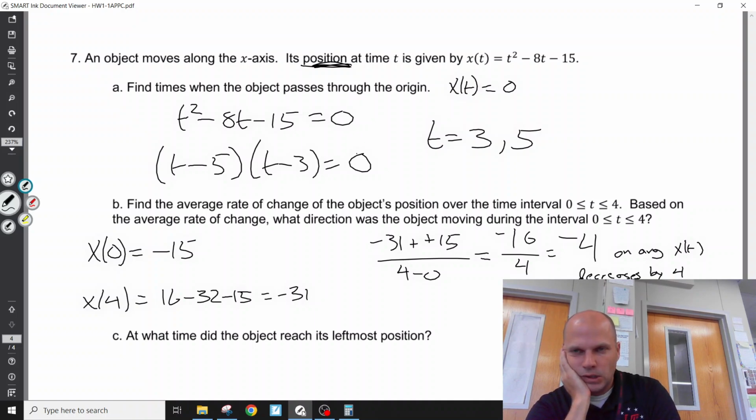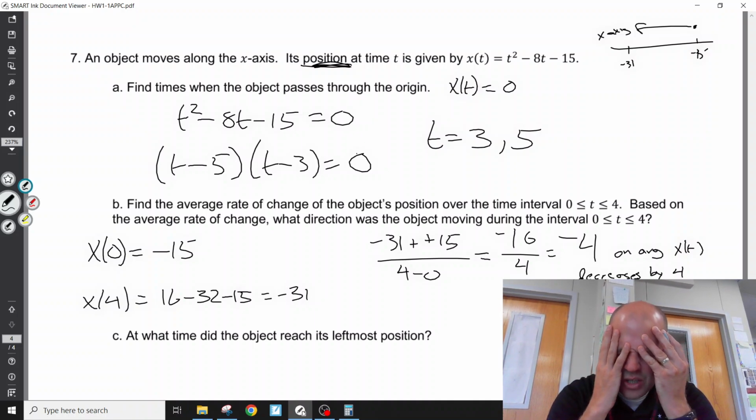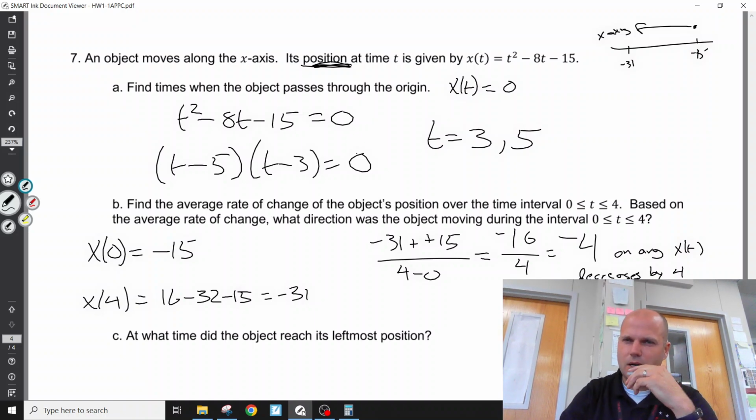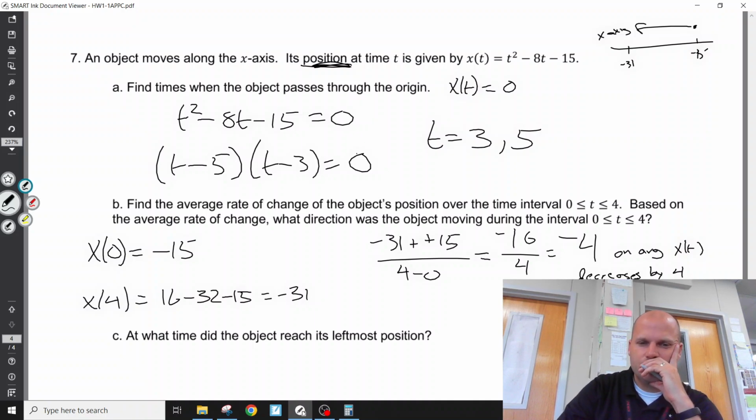Okay, now what we're trying to get at is that if you are on this one-dimensional x-axis, and your position goes from -15 to -31, on average, you have to be moving to the left. We get into a lot of position graphs in calculus, so maybe this is just an intro. I wouldn't stress out about it much.